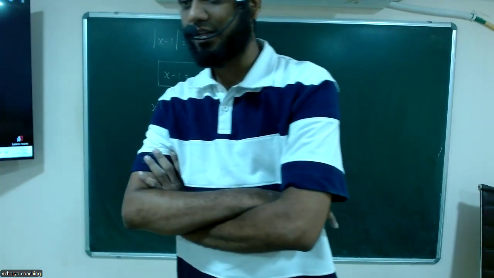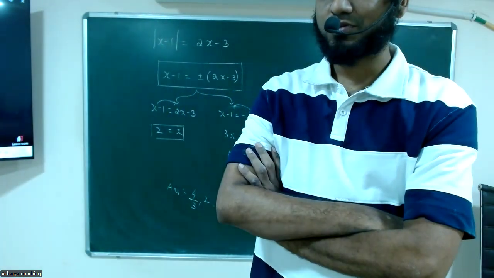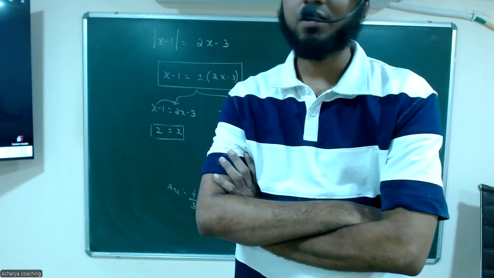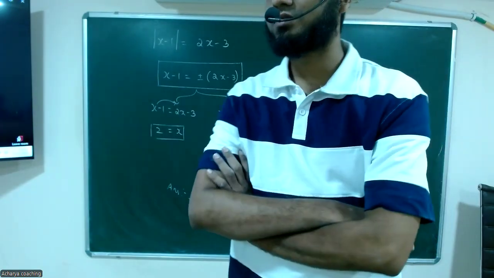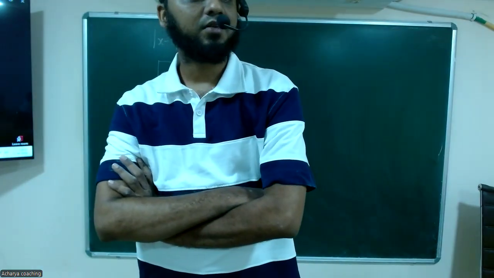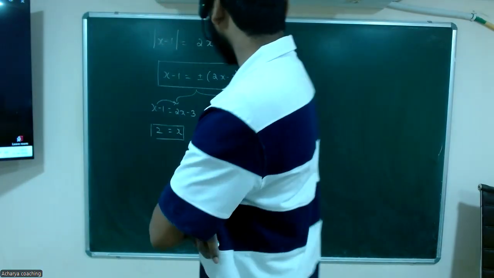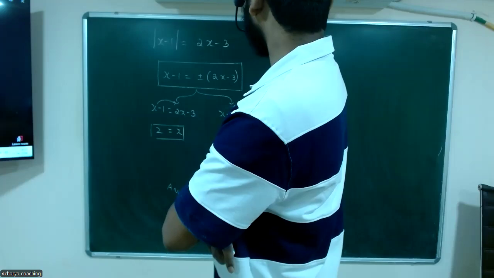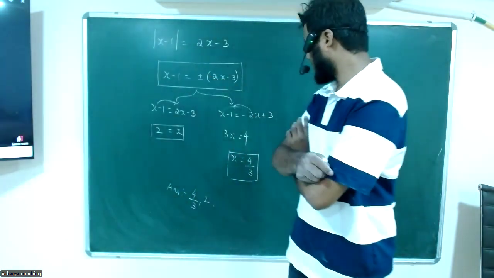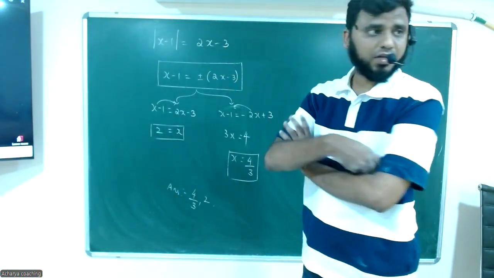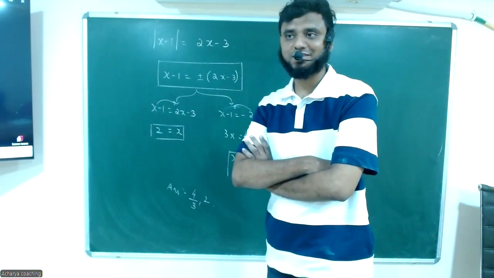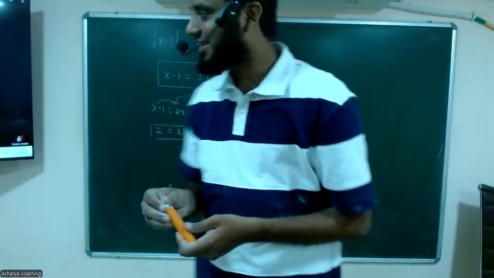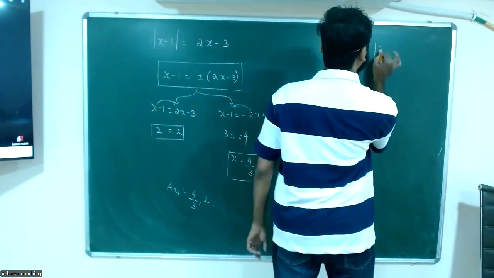2x minus 3. Okay, no modulus. Then what we have to do? It cannot be plus or minus. Then how to solve this? If x is 1 here, 1 minus 1, 0. 2 minus 3, minus 1. No solution. Why no solution? Solution is there. See here, it is of this format, right?